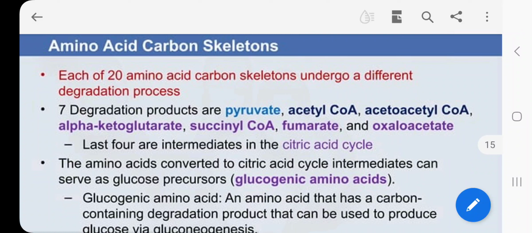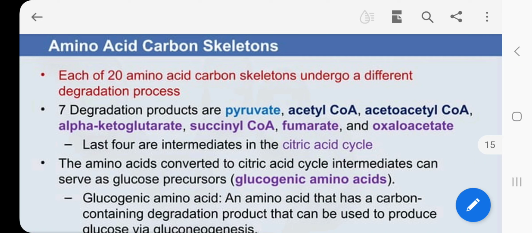Okay. Each of 20 amino acid carbon skeleton undergo a different degradation process. So 7 ang degradation products ng amino acids na ito. Tandaan nyo na ang tinutukoy natin dito is the carbon skeleton na part, hindi yung amino part. So, ano tong mga 7 products na to?